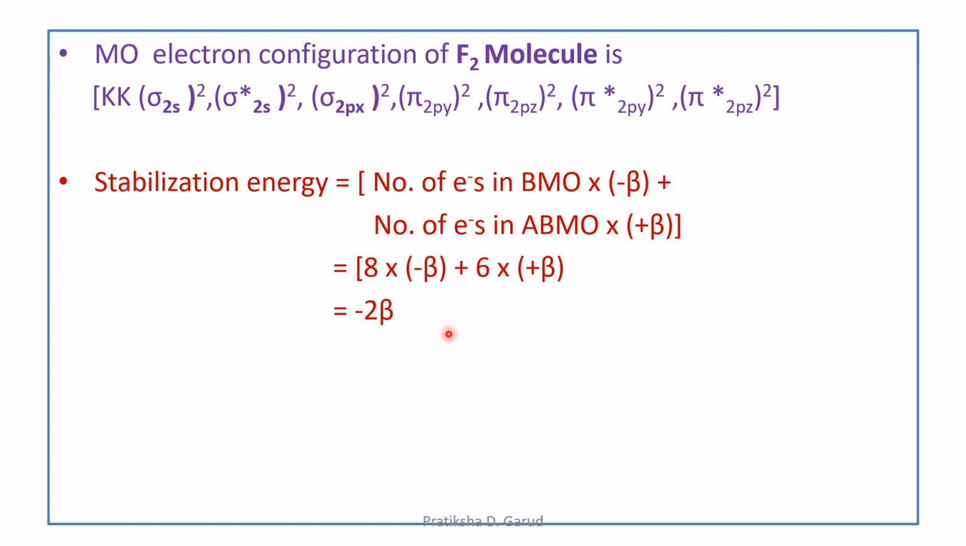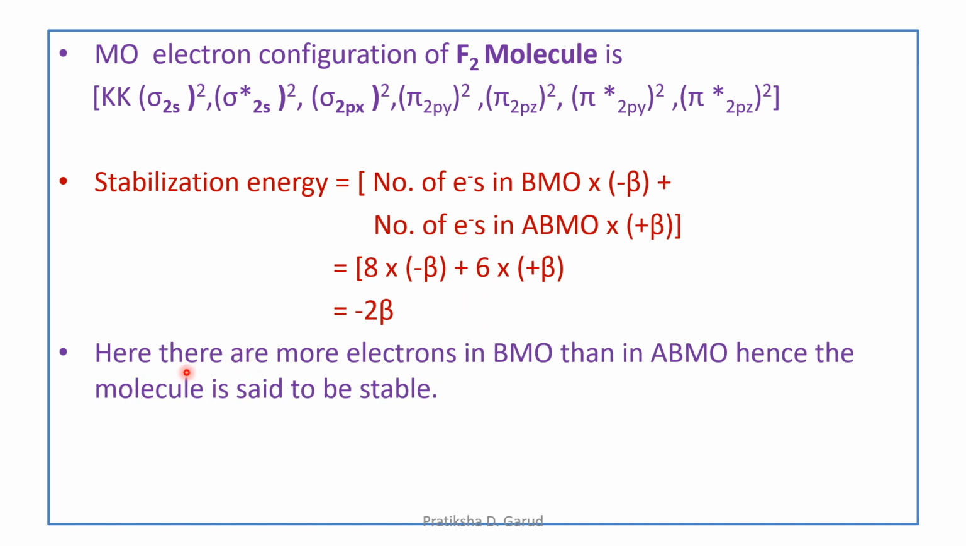Again, we know that for a complicated diagram, instead of calculating the stabilization energy by using the formula, when we have more electrons in BMO than in ABMO, then the molecule is said to be stable. Here in the case of the BMO, there are 8, more than the ABMO, which has 6. So we can say that there are more electrons in BMO than in ABMO, hence the molecule is said to be a stable molecule.